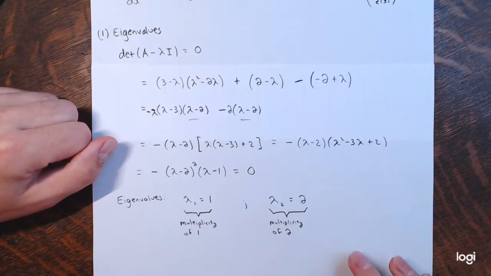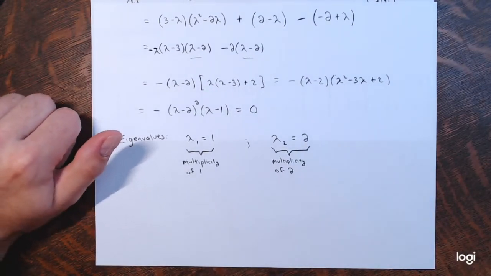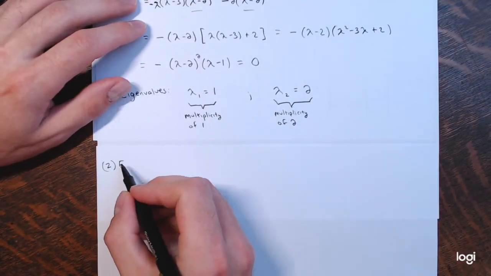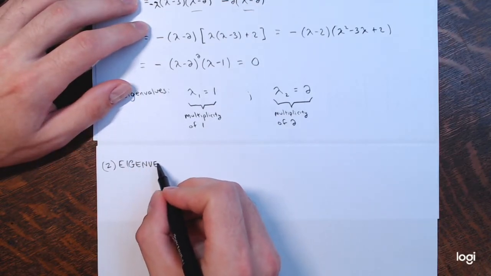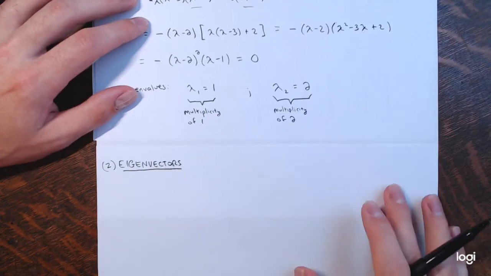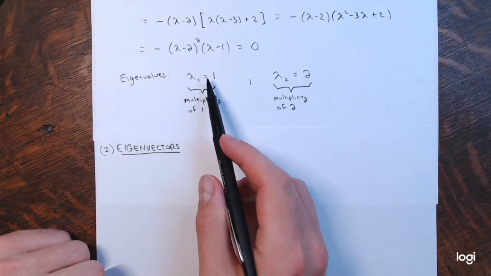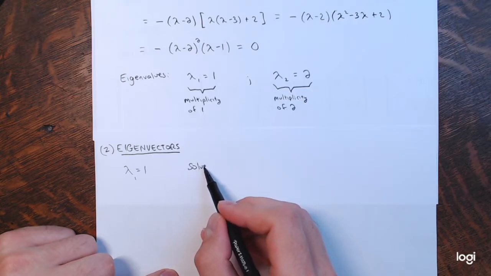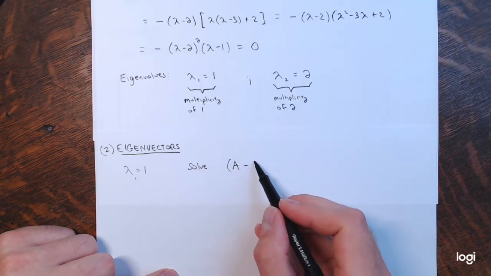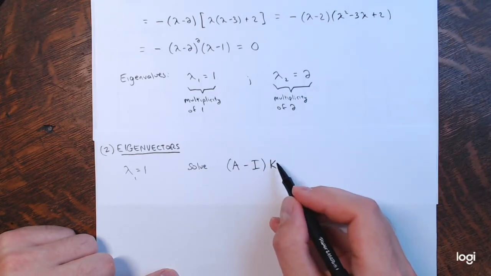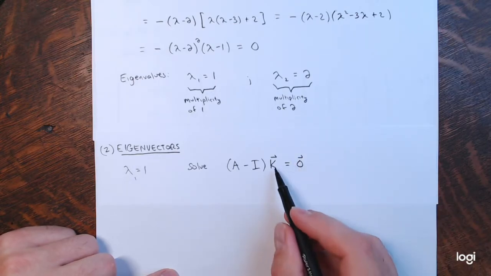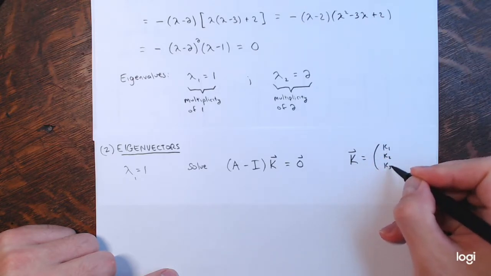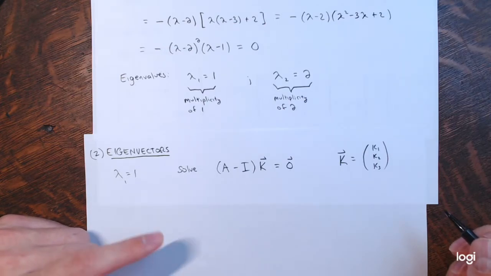Alright, so I found the eigenvalues of the matrix. Great. Now let's find eigenvectors corresponding to those eigenvalues. Right, so in part 2, eigenvectors. Okay. So first I'll do it for the one with the smaller multiplicity. For lambda 1 equals 1. So remember, we're solving the following: A minus lambda I, so A minus I times some vector k equals the 0 vector. And we're solving for k, and here vector k, let's say, is k1, k2, k3. Right? It has 3 components because these are 3 by 3 matrices.